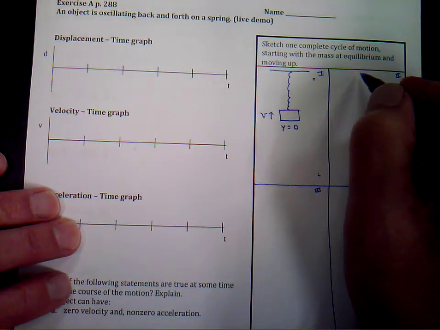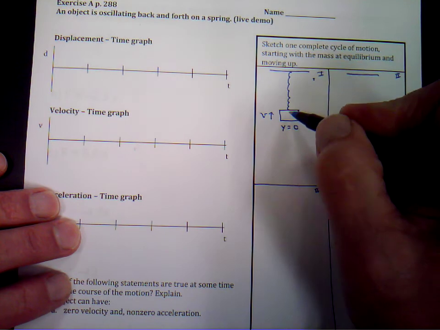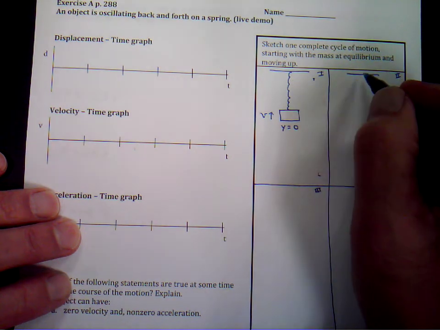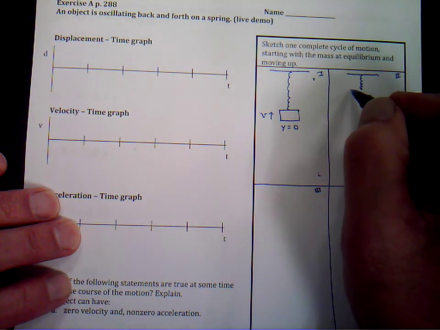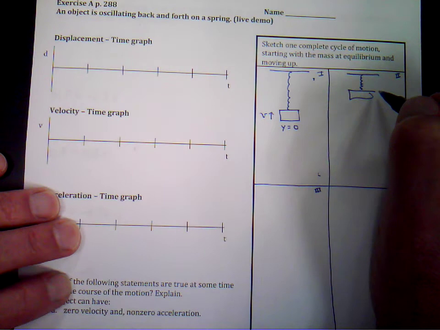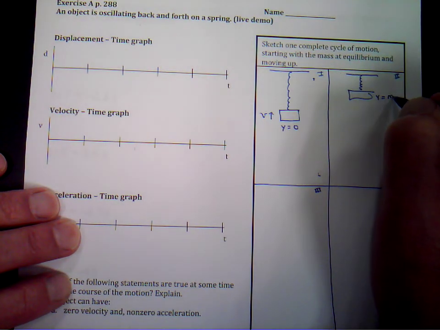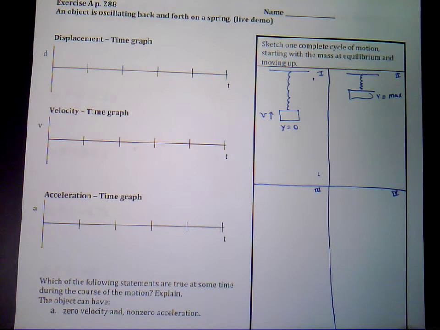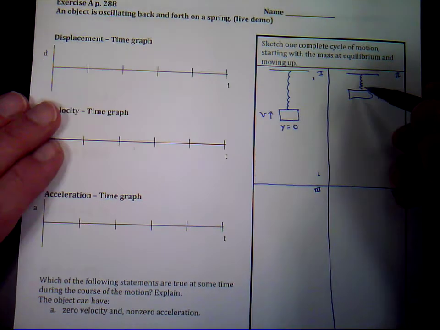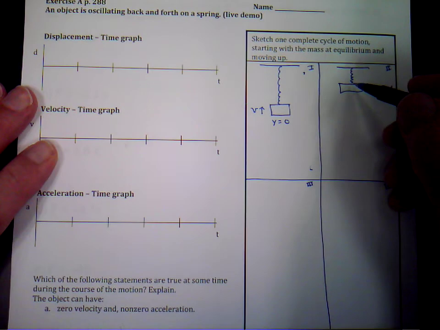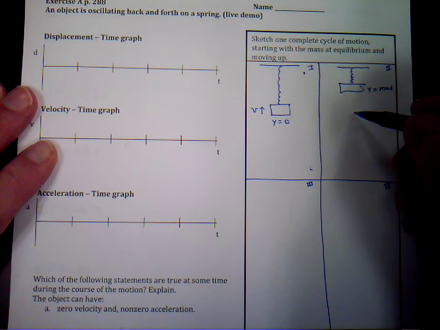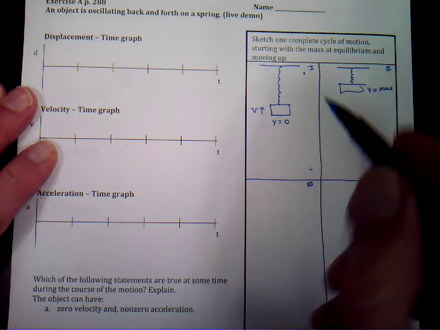The next significant position is when this mass gets all the way to the top and stops. So at this position, the spring is compressed, and we have this mass, and its y displacement is some positive maximum value. Okay? Now, it doesn't stay at the top because what happens is there's a restoring force causing it to come back down. So this mass is going to come back down to its equilibrium position.